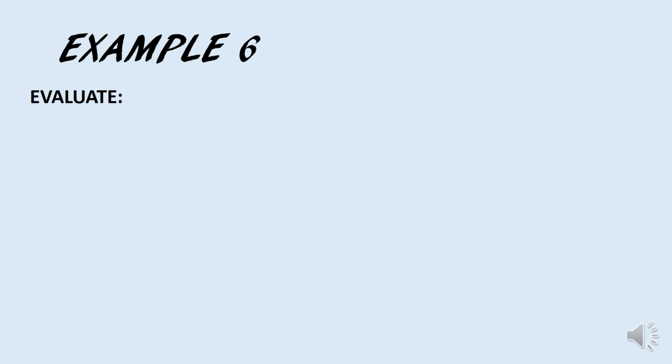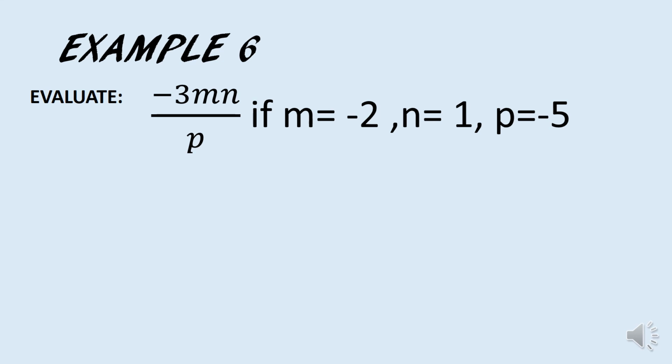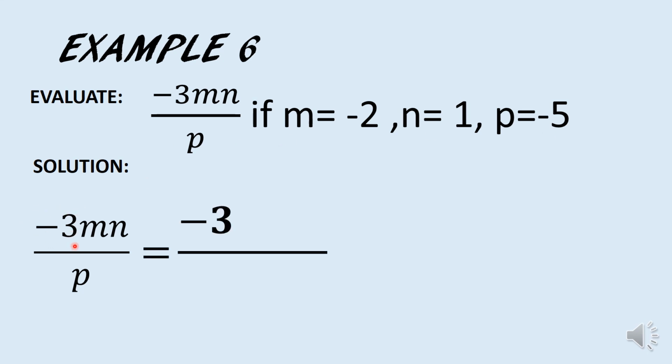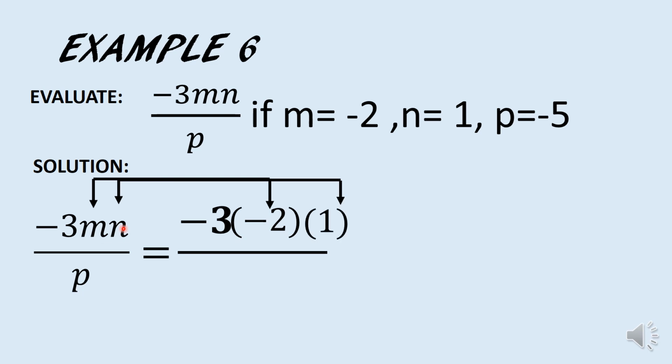Example number 6, we have to evaluate negative 3mn over p if m is equal to negative 2, n is equal to positive 1, and p is equal to negative 5. So here is our solution. So ito lang yung kokopyahin natin. We have negative 3. So stay lang siya kung saan yung pwesto niya. Then we need to plug in now from the given values. So m here becomes negative 2, or quantity negative 2, and n here becomes positive 1. For our p, we're going to change that, which is equal to negative 5.